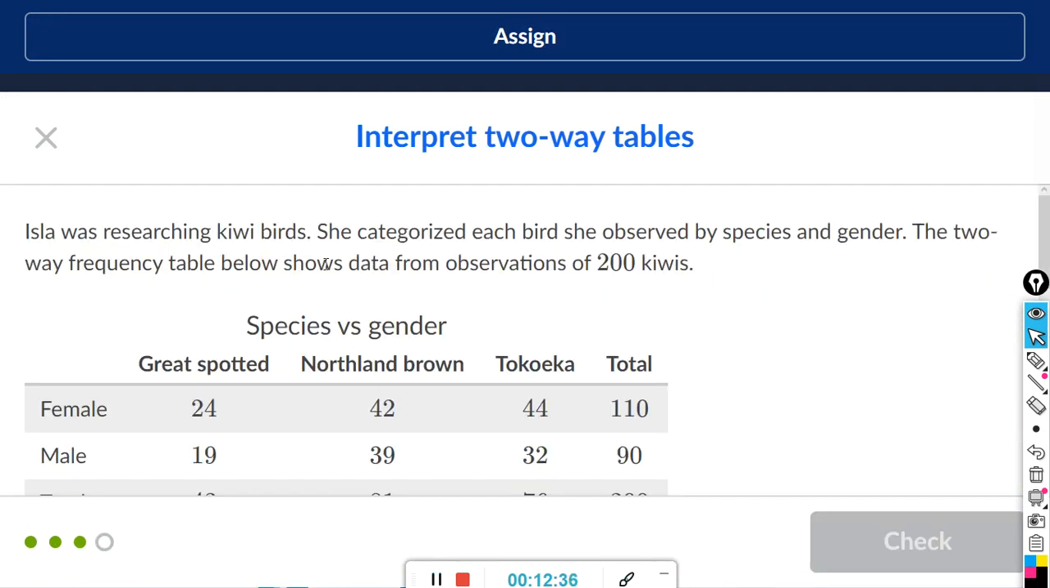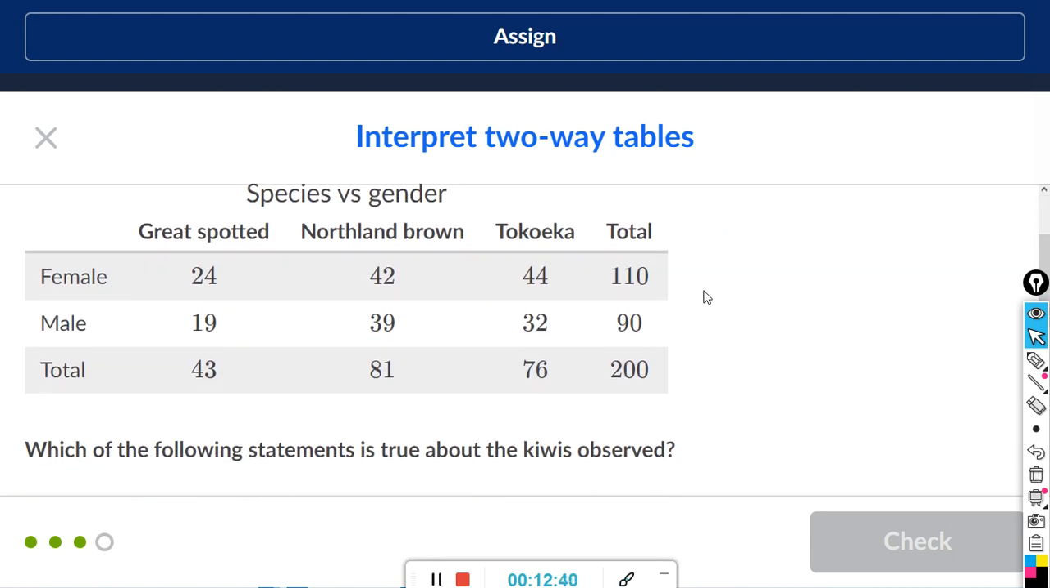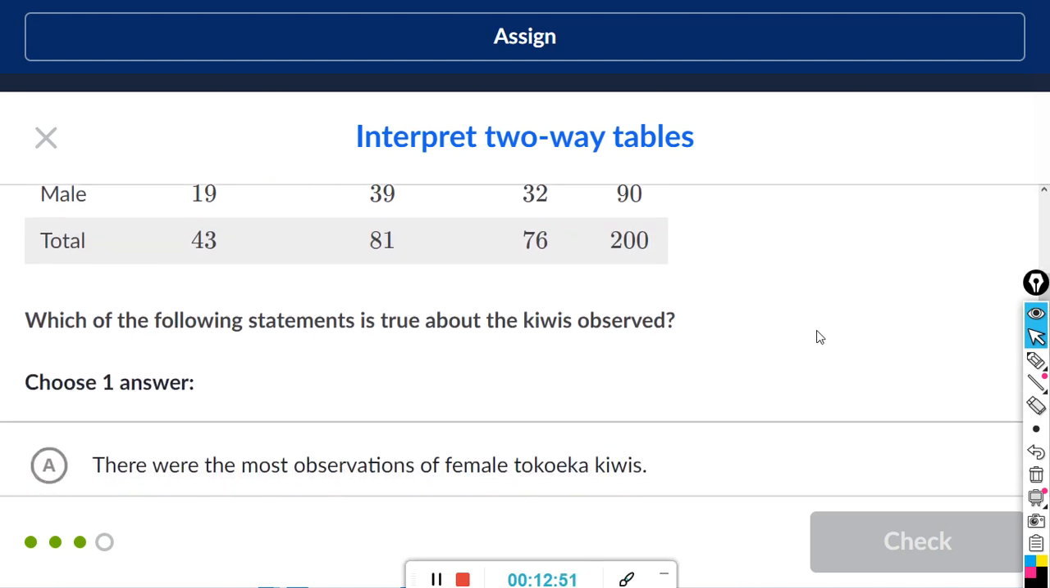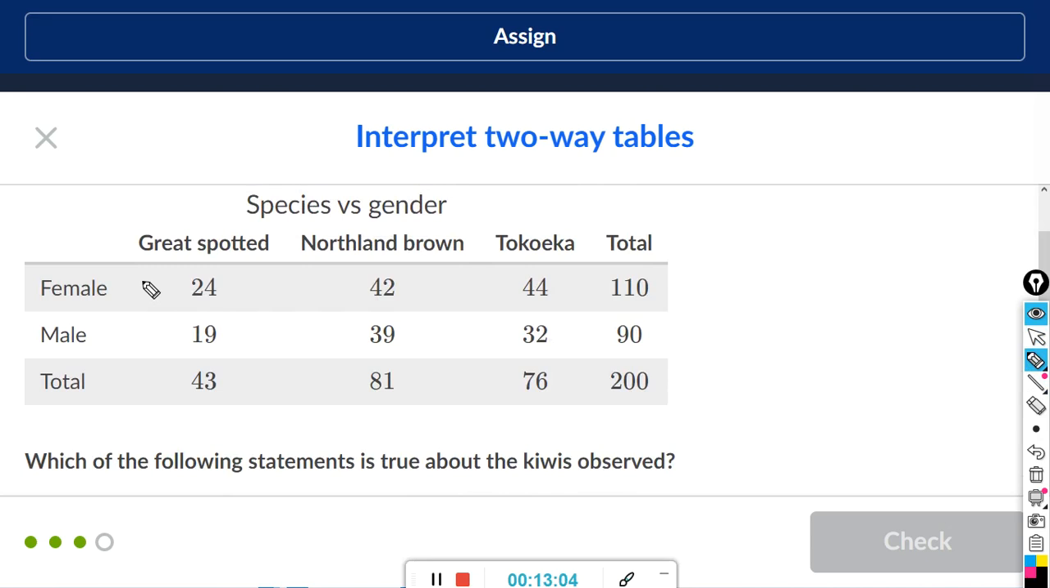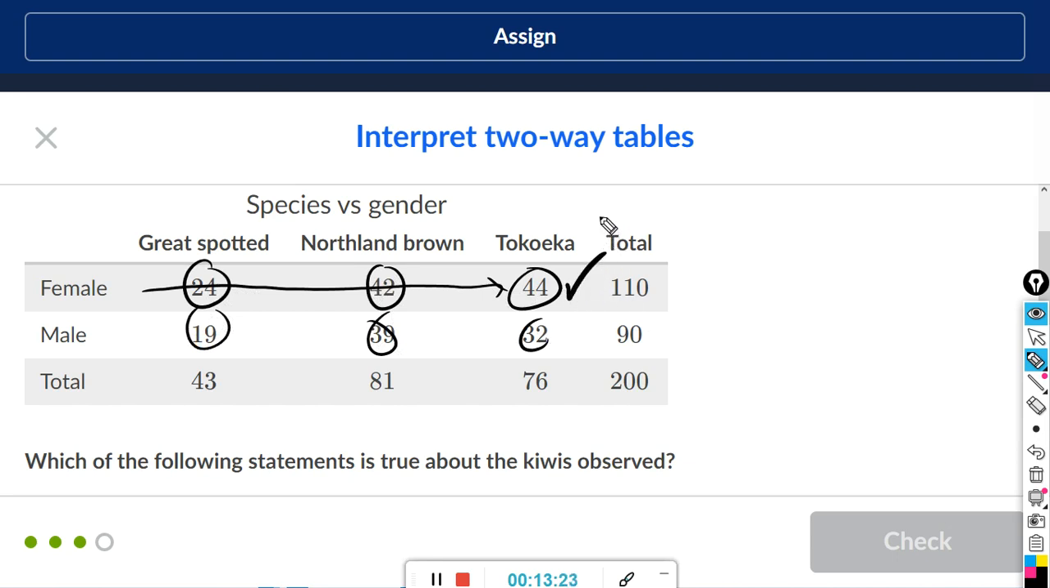All right, so this is about researching kiwi birds, species versus gender. These are actual numbers here, not percentages. And you can see they give the column totals, and they give the row totals. So we can comment on basically anything they ask. Answer A, there were the most observations of female Takoka kiwis. Female Takoka kiwis, they observed 44. So that's actually true. Out of all the observations, 44 is the greatest. This is 42, 24, 19, 39, and 32. So yes, that's the most observations. Ignore the totals here. You've got to cut those off and look for the most observations. So A is definitely correct.